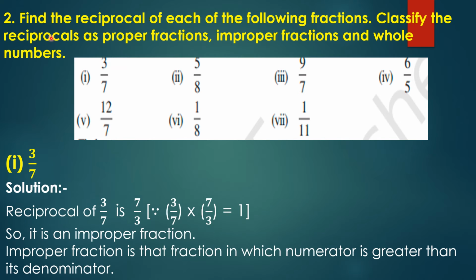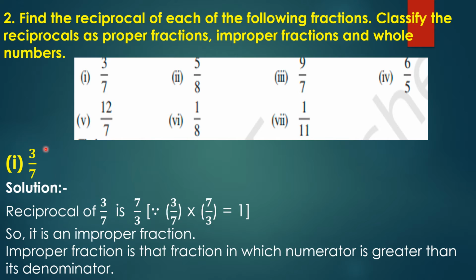Now let us go for the second question. Find the reciprocal of each of the following fractions. Classify the reciprocal as proper fractions, improper fractions and whole numbers. So there are totally 7 questions. So we have to find the reciprocal of each of the fractions, and based on the reciprocals obtained, we have to classify whether it is a proper fraction, improper fraction or whole number.